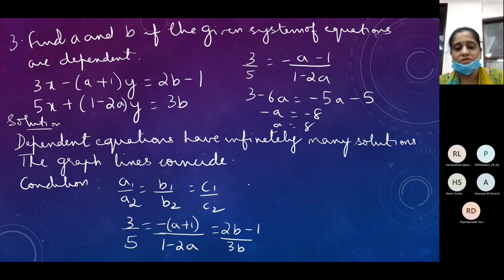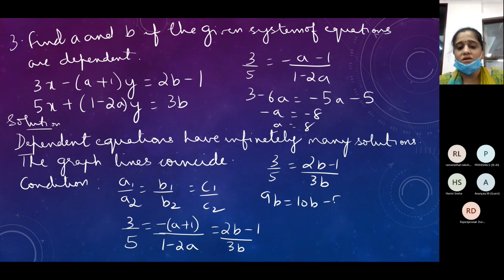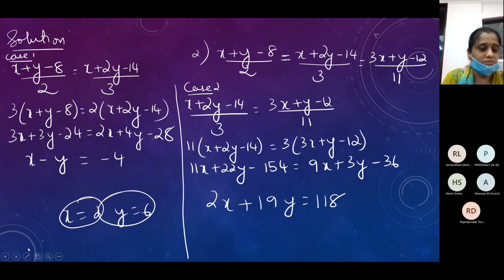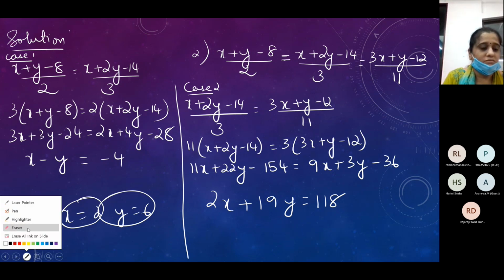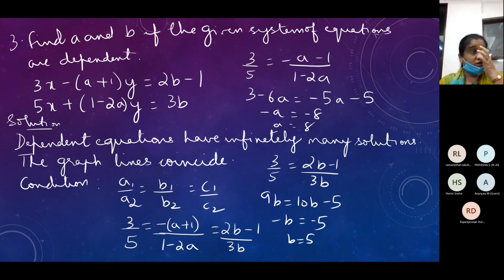Then equate the first and third. That is 3 by 5 is equal to 2B minus 1 by 3B. Cross multiply, 9B is equal to 10B minus 5. Minus B is equal to minus 5. B is equal to 5. All right. Priyanka, you can have a look. See if you got it. A 8, B 5. Next one.